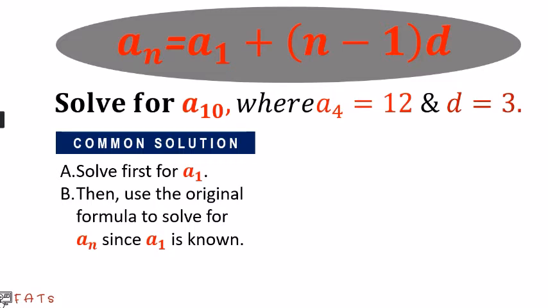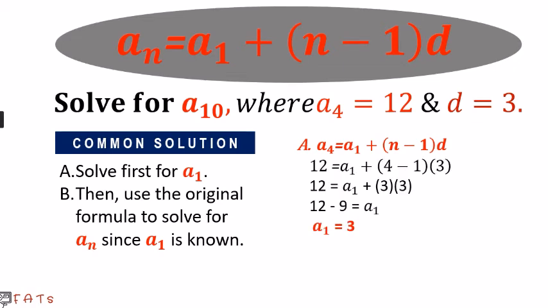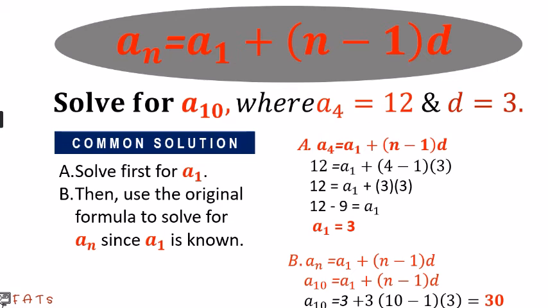To continue, to find a sub 1, we will use the formula by using n equals 4. That is as if you are solving for a sub 4. By substituting all the necessary information, we will get a sub 1 equals 3. Considering that solving for a sub 1 is a success, we can now use the formula to solve for a sub 10. Substituting all the needed information to the formula, we solve a sub 10 equals 30.